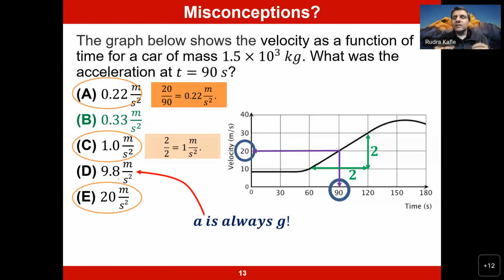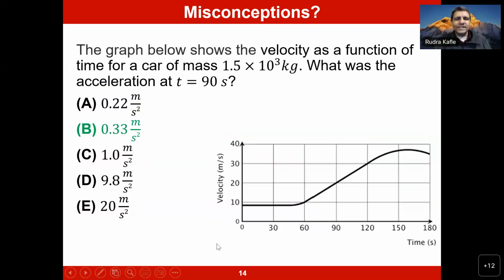What they thought was acceleration is always 9.8 meters per second squared. That is always acceleration due to gravity. So see, in a classroom of 100 students, this question was given after that course was taught, and there were different percentages. For example, 26% of the students gave the correct answer, and 46% of the students chose answer A.